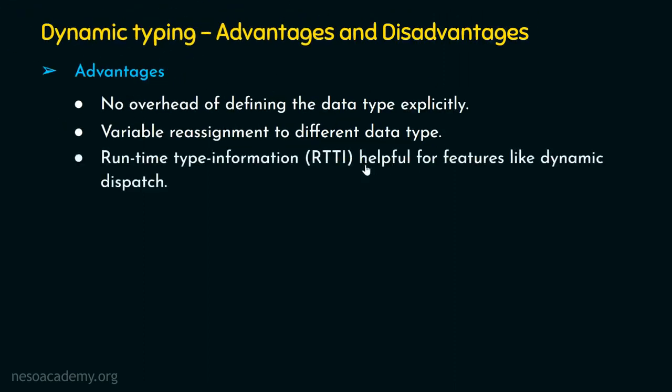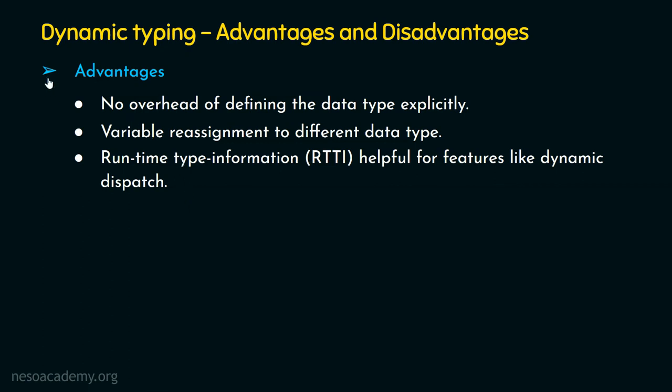Now let's see the last advantage. Runtime type information is helpful for features like dynamic dispatch. Well, new words: runtime type information and dynamic dispatch. What are they? Runtime type information is a mechanism that allows the type to be determined during program execution, whereas dynamic dispatch is the process of selecting the implementation of a particular operation that needs to be executed during runtime. We will learn about all these in future lectures.